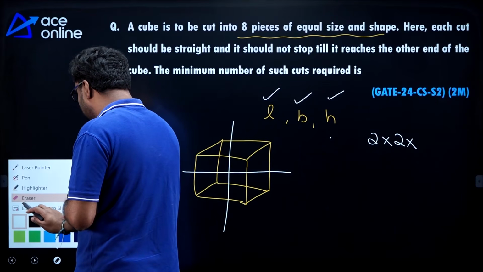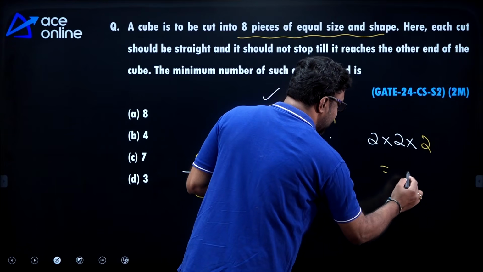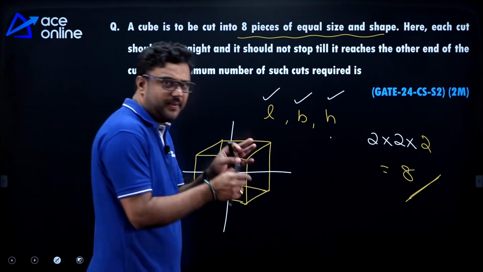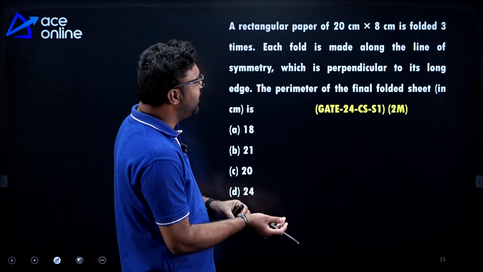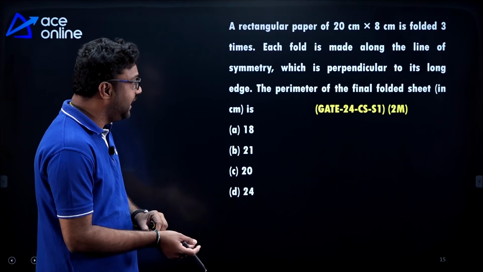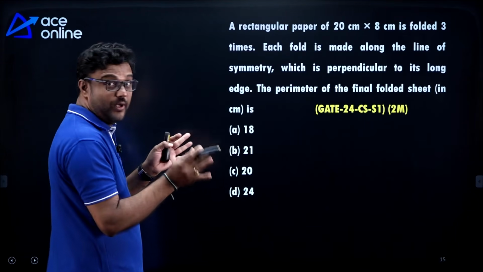We have to imagine what is happening from the diagram point of view. It will take time, so we can just imagine. Take a paper and we can just try that. Let's see about this rectangular paper, 20 by 8, which is folded 3 times. This is paper folding, which we can also consider as a folding.